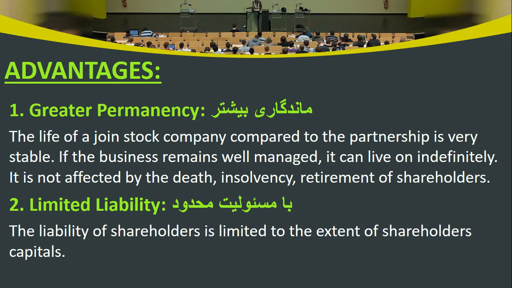Limited liability, right? The liability of a shareholder is limited to the extent of the shareholder's capital. One of the other common advantages of joint stock companies is that all the shareholders have limited liability. In case of loss to the company, the liability of the shareholder is limited to the amount they have invested in the company.